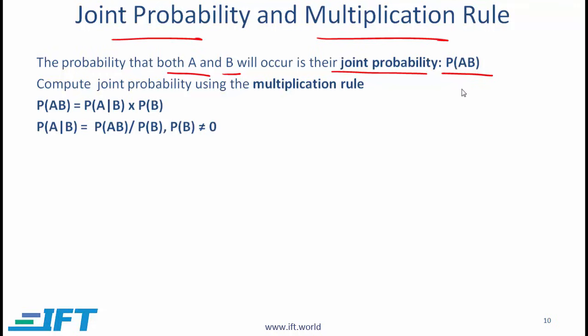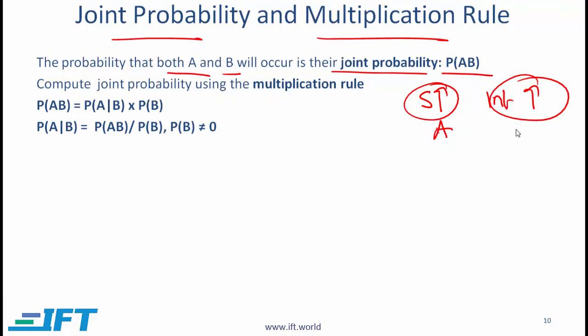Continuing with my previous example, we might ask the question, what is the probability that both stock price goes up and interest rates come down? Remember, event A was stock price going up, event B was interest rates going down. So the probability that both A and B happen is probability of AB. That's how we express a joint probability.